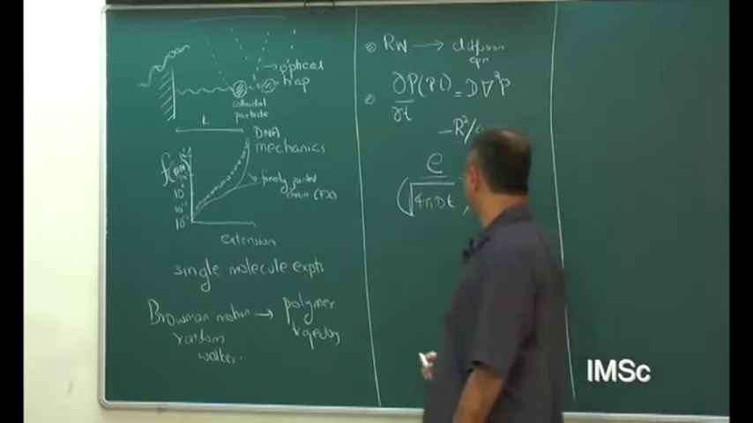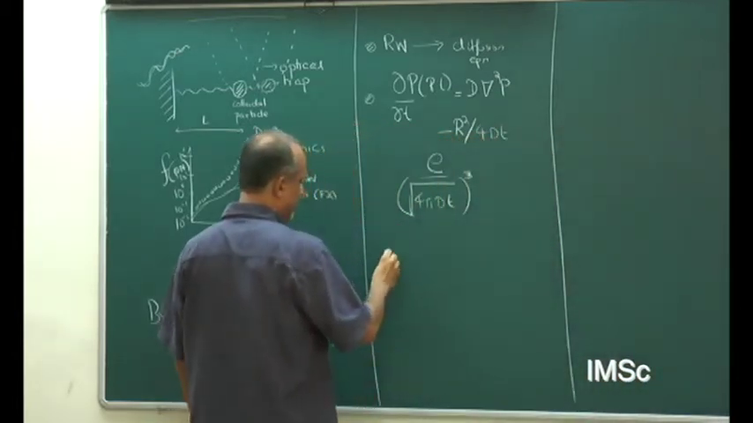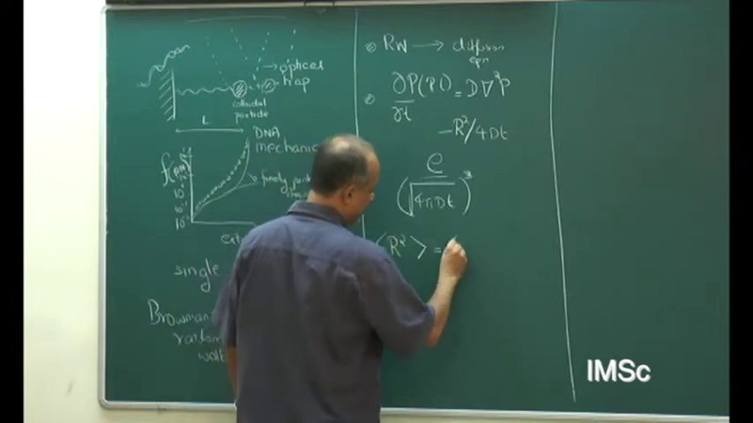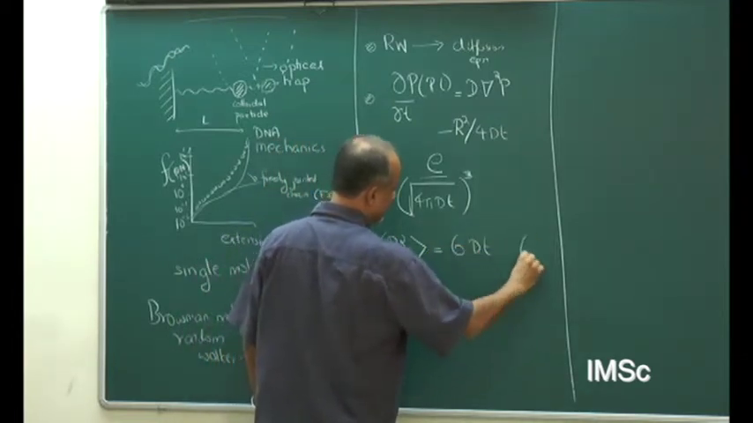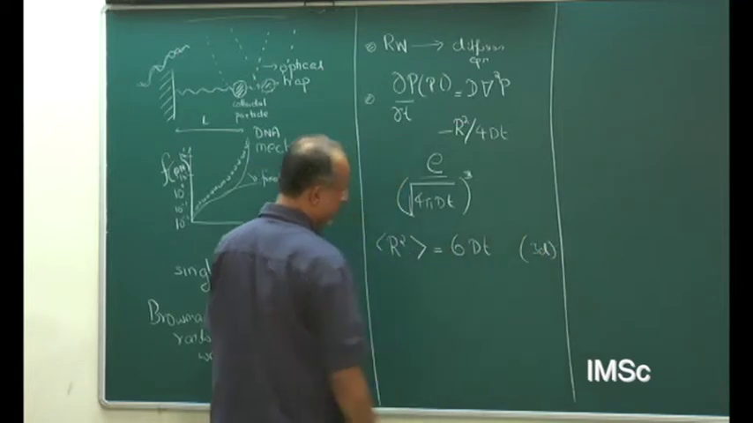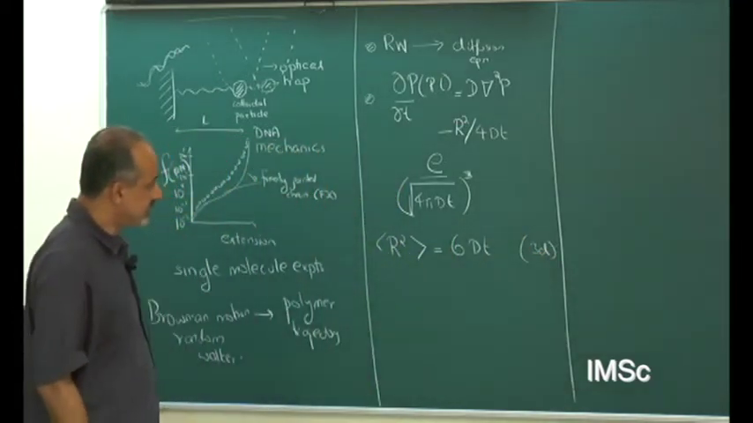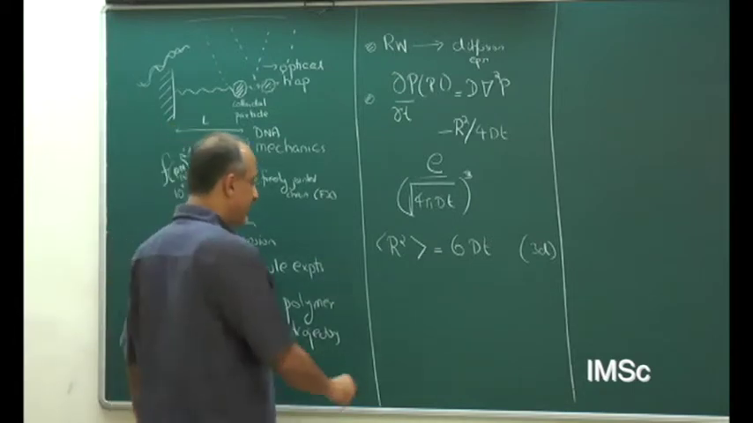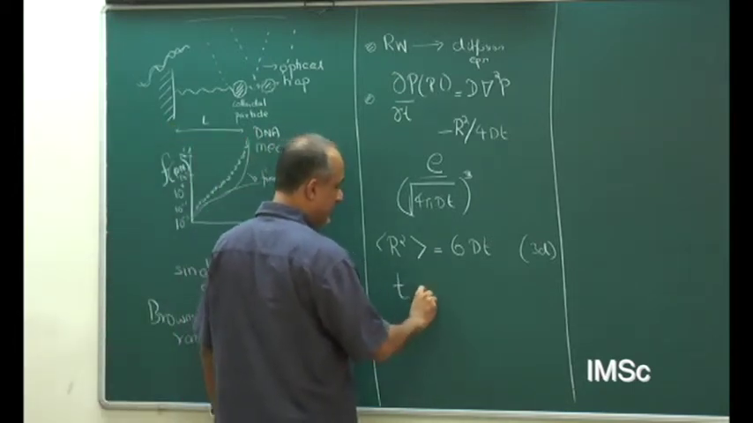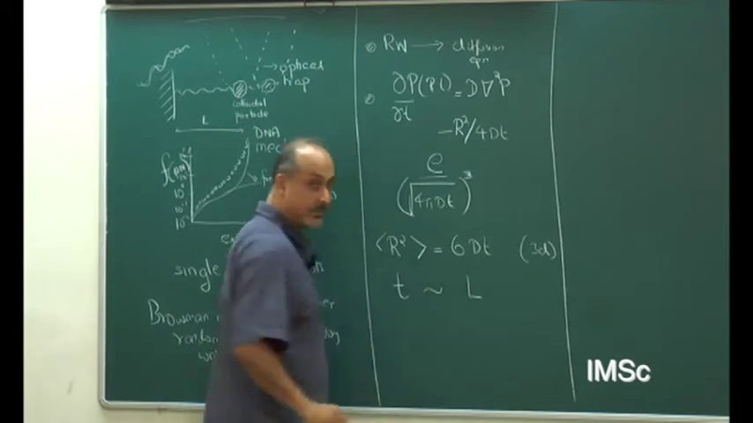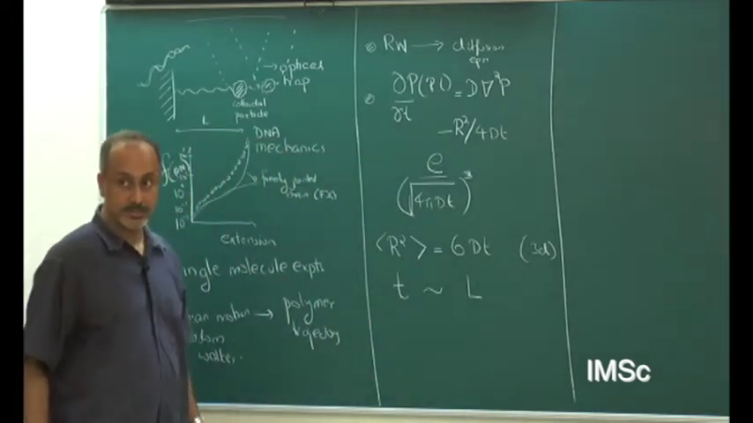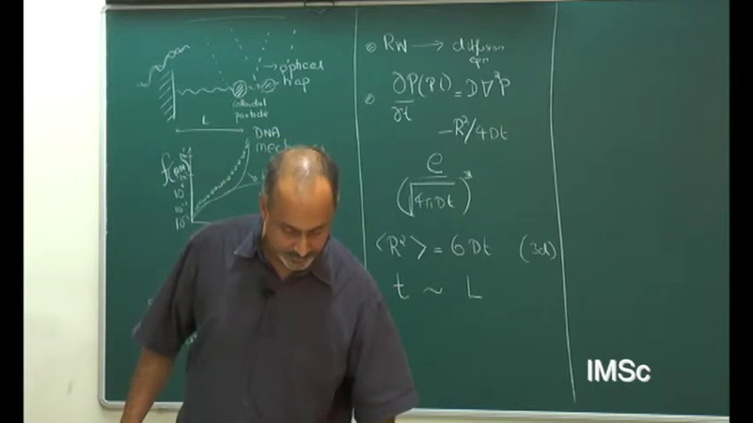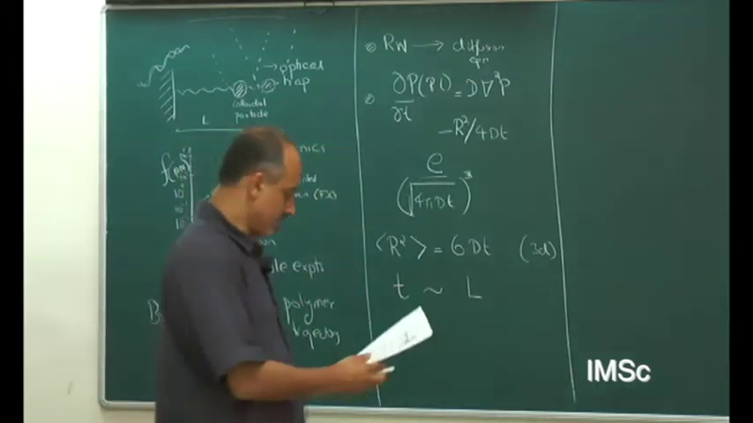And for the random walker, we had r squared equal to 6 times d times t. This is in 3 dimensions. And we wanted to try and understand how to interpret this in the polymer case. Then we said that the time here is analogous to the length of the polymer. That's the main step that we actually made. And then we tried to map the different quantities that we wrote down in terms of this polymer model.